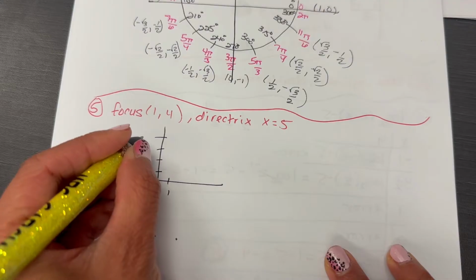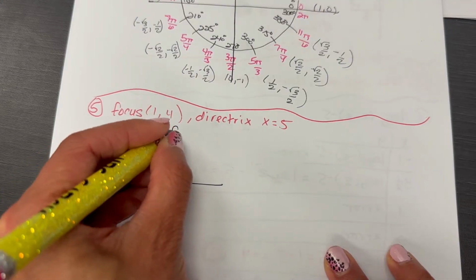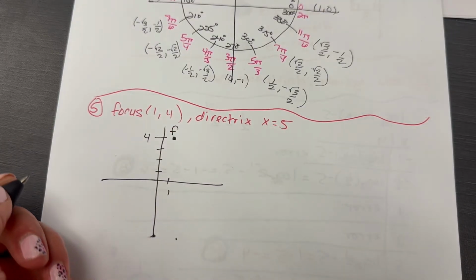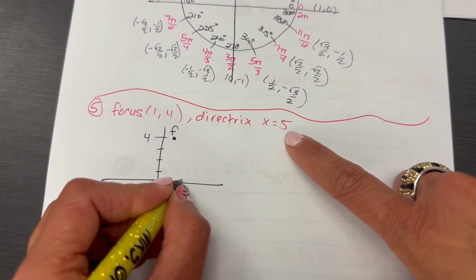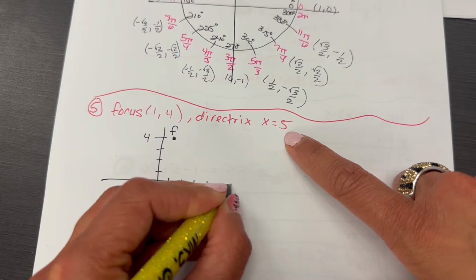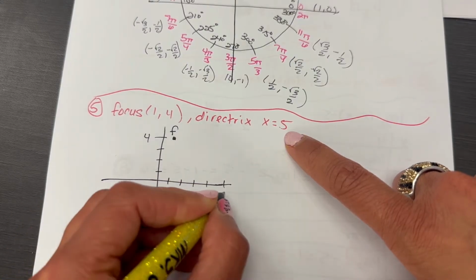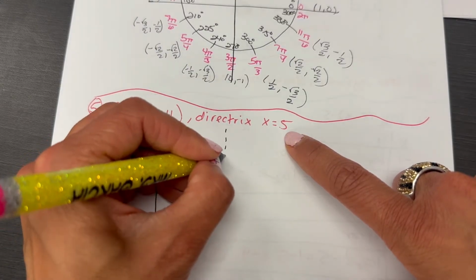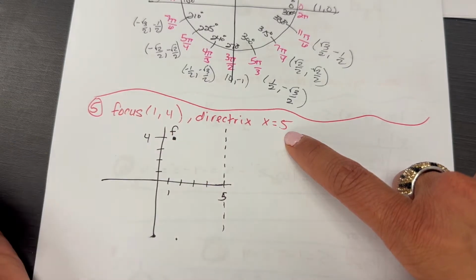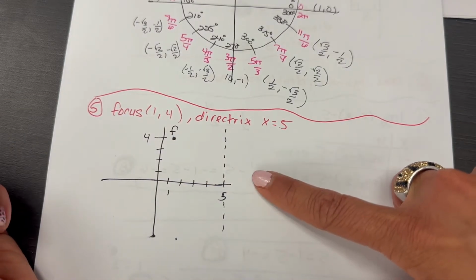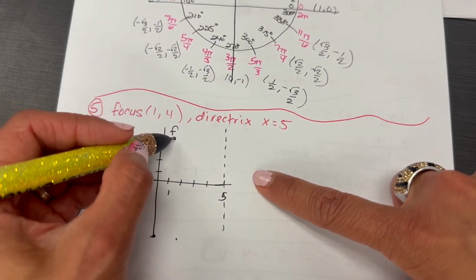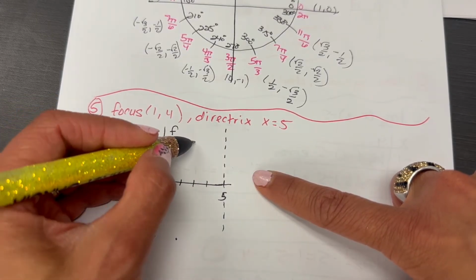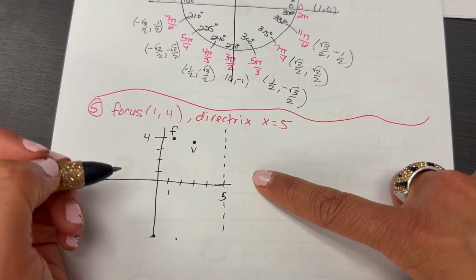1, 2, 3, 4. This is my focus. A focus is not the same as the vertex, by the way. X equals 5 means I got to go through the x at 5. 4, 5, 2, 3, 4, 5. So my directrix is the vertical line that goes through there, which means because it's going through x that this is a sideways parabola. The vertex should be smack dab in the middle. 1, 2, 3, 4. Half of 4 is 2, so my vertex is right there.